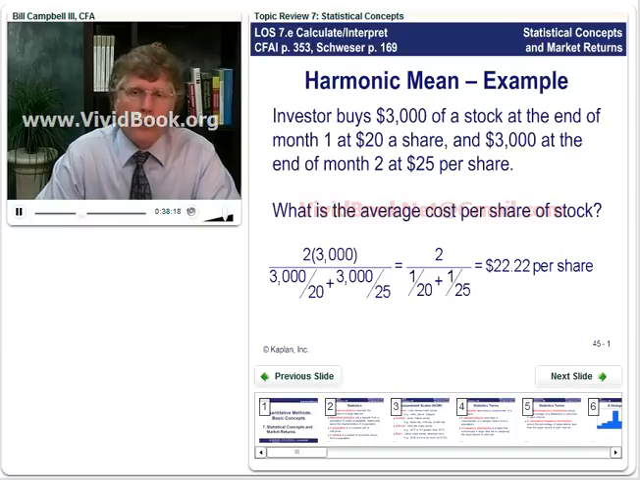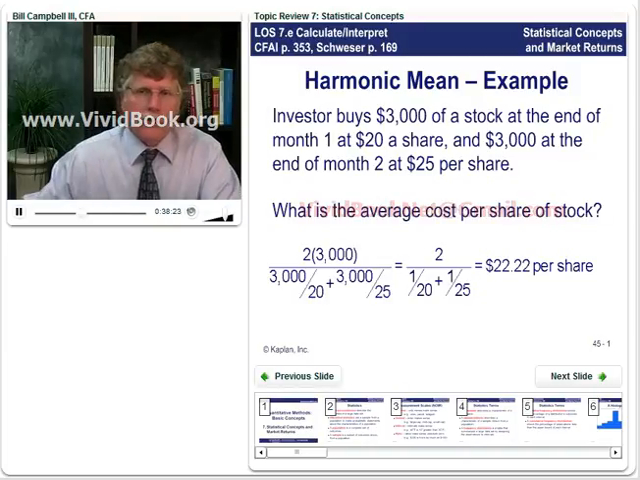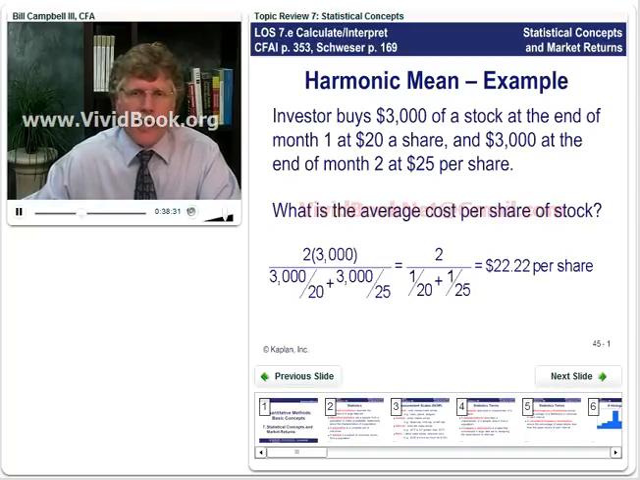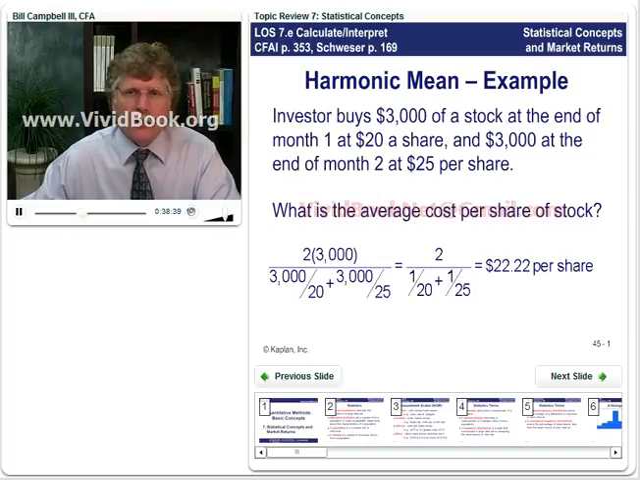share. Or we can use the formula. Remember, the formula said take the reciprocals. So you take 1 over $20 a share plus 1 over $25 a share, take the reciprocals, add those up, compute the average, divide that by 2, and take the reciprocal of the answer. So here we go. 1 divided by 20 plus 1 divided by 25. Divide that by 2, take the reciprocal. Either way you look at it, an average of $22.22 per share.